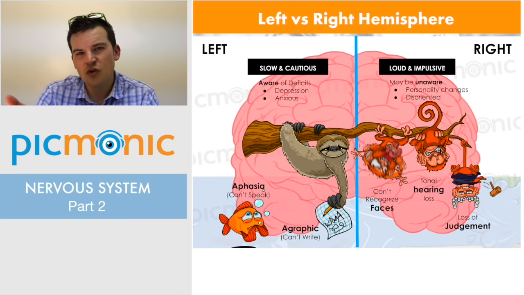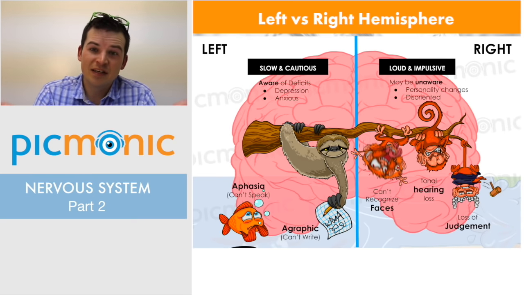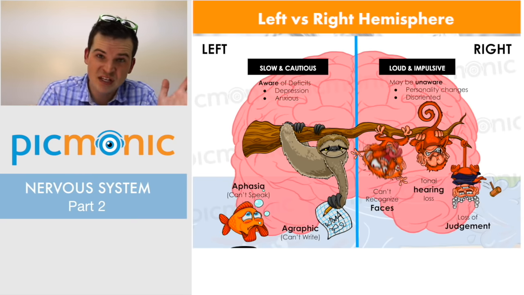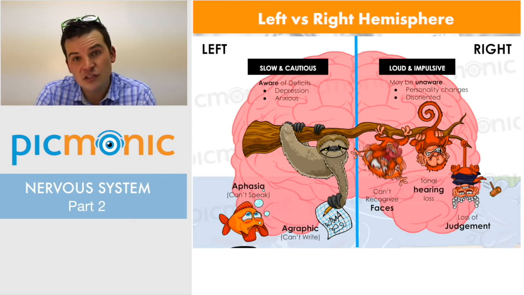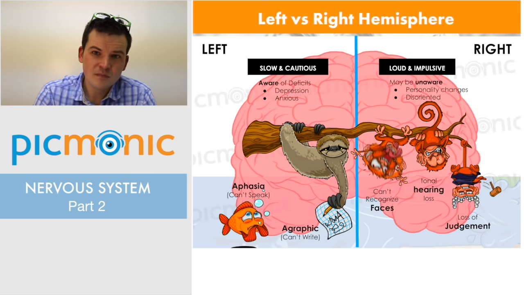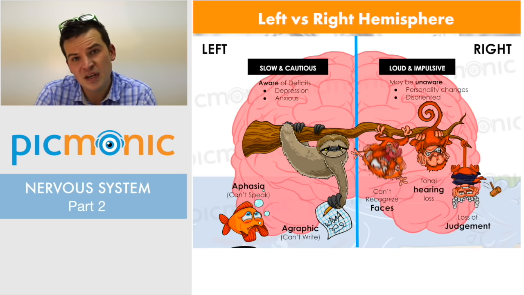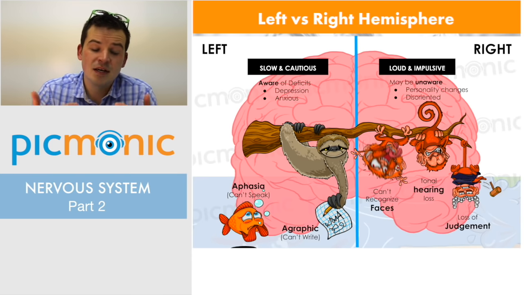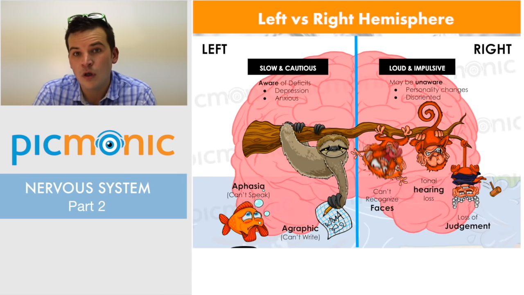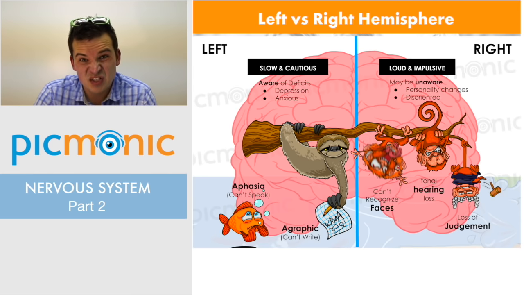Imagine a left-sided stroke patient as a little lazy sloth. L for left-sided stroke, L for lazy sloth, and they're slow. That's what's important. They're not lazy, but they're just slow. They're very cautious. They become very depressed because they can't express themselves. Poor sloth, can't express themselves, can't write, can't speak. Poor sloth.